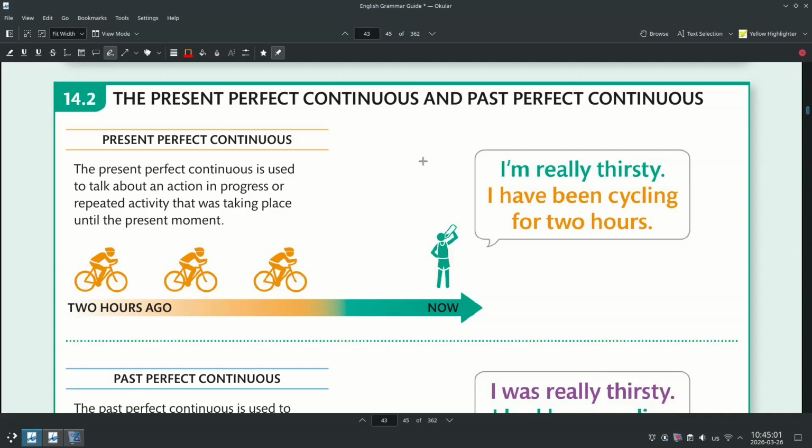The present perfect continuous and past perfect continuous. What's the difference? We use the present perfect continuous to talk about an action in progress or repeated activity that was taking place until the present moment. I am really thirsty. I have been cycling for 2 hours. Right now, I want some water. Right now, I am thirsty.